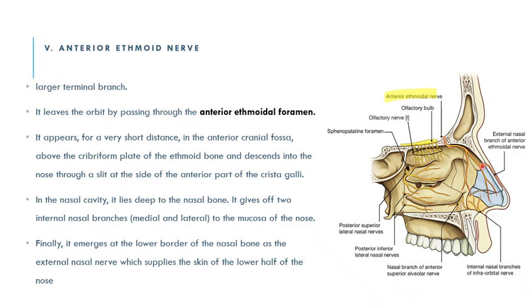It appears for a very short distance in the anterior cranial fossa above the cribriform plate of the ethmoid bone and descends into the nose through a slit at the side of the anterior part of the crista galli. In the nasal cavity, it lies deep in the nasal mucosa, deep to the nasal bone. It gives off two internal nasal branches, medial and lateral, to the mucosa of the nose. Finally, it emerges at the lower border of the nasal bone as the external nasal nerve, which supplies the skin of the lower half of the nose.